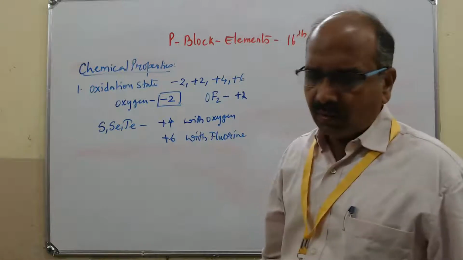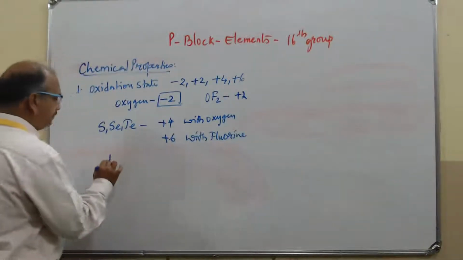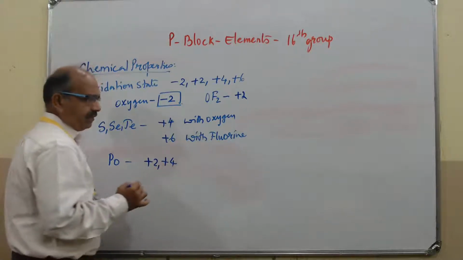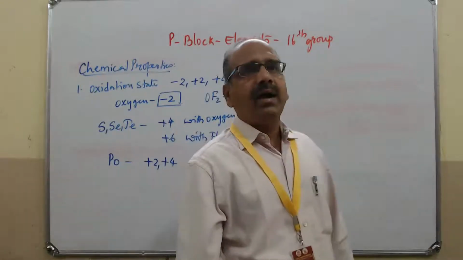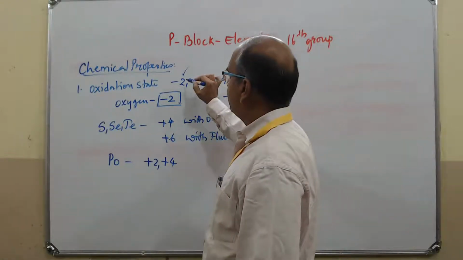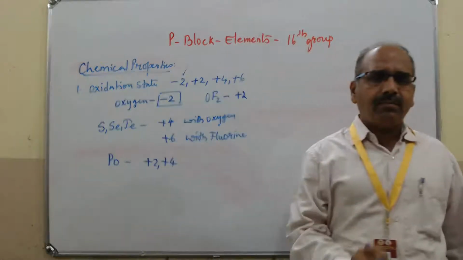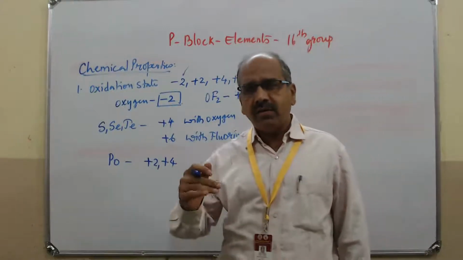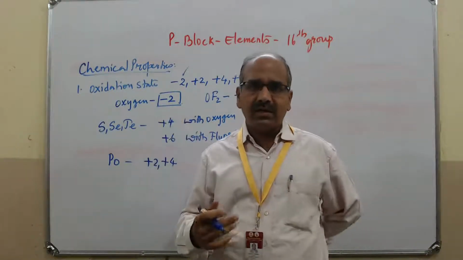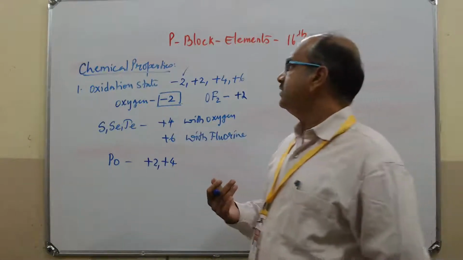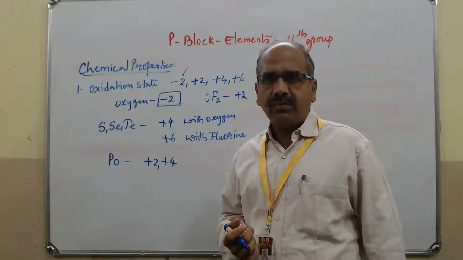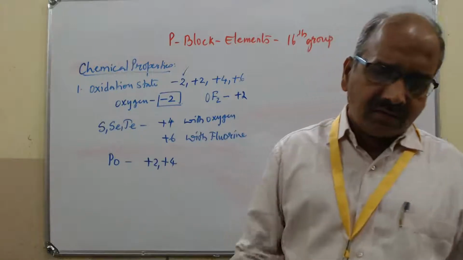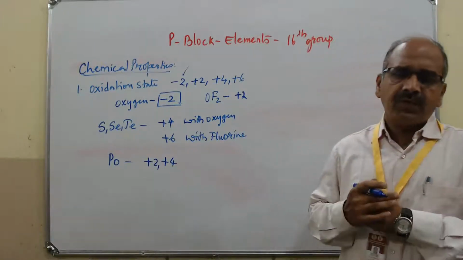Then polonium exists in the +2 form and the +4 form. So it is not showing -2. -2 is shown by all the others, but not polonium, because it's a metal. Remember, because metals are electropositive, their tendency is to donate the electron. So only +2 and +4 are the oxidation states it shows.